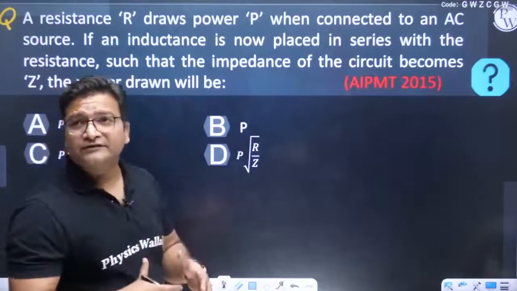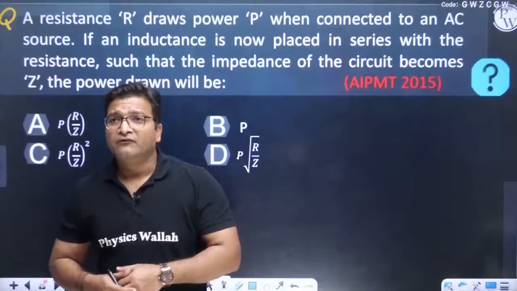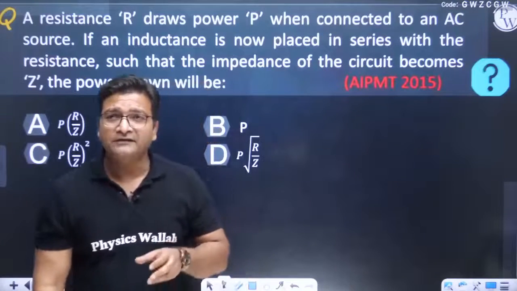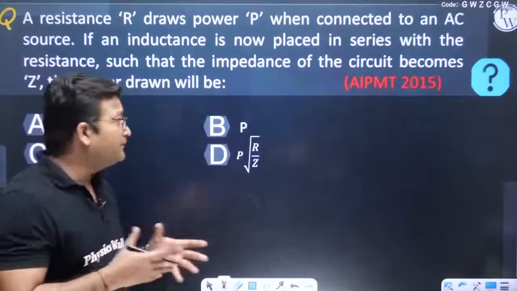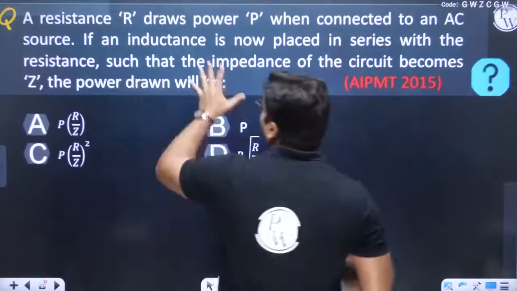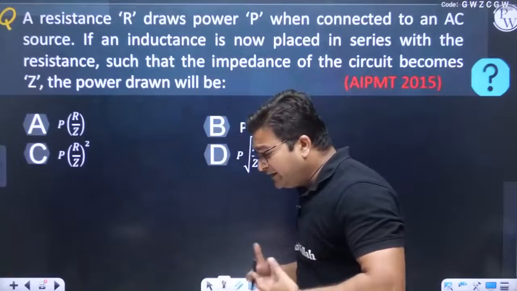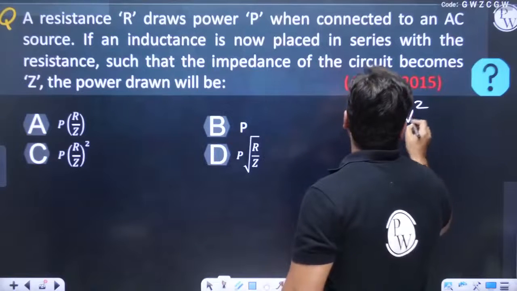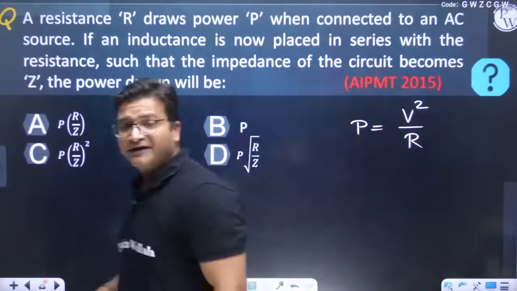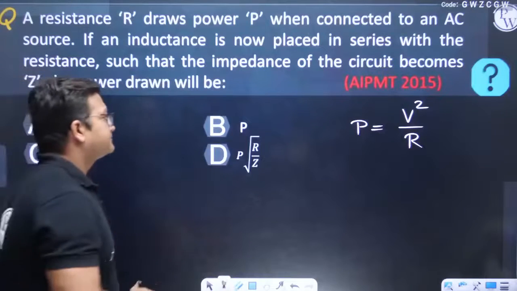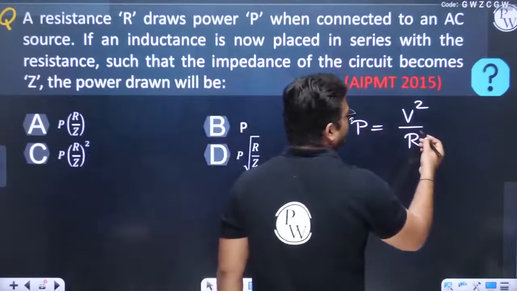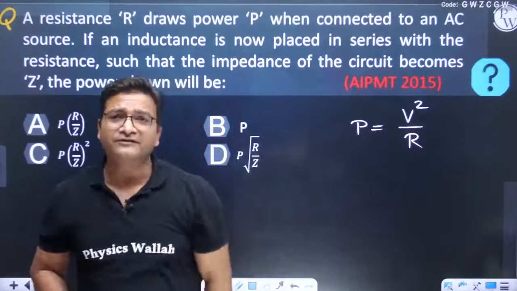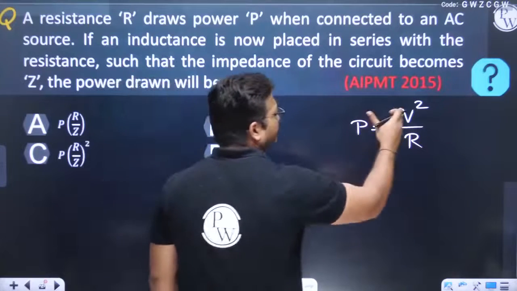Here we have a resistance and it is drawing power when connected to an AC source. If an inductance is now placed in series with the resistance such that the impedance of the circuit becomes Z. Initially we had only resistance, so the power P should be equal to effective voltage square by resistance. It is also multiplied with the power factor, but the power factor is 1 for a purely resistive circuit. So effective power is V square by R.